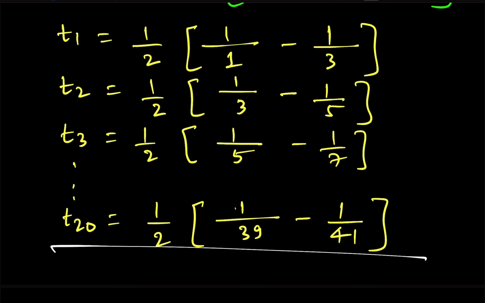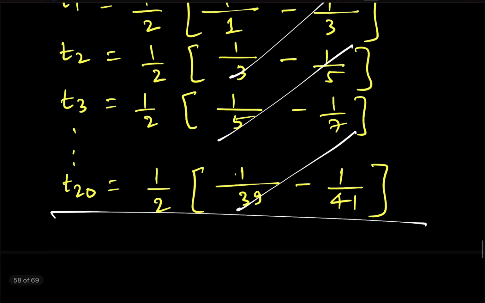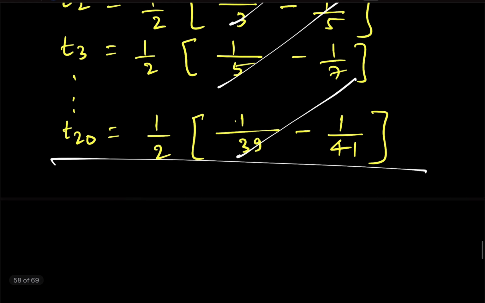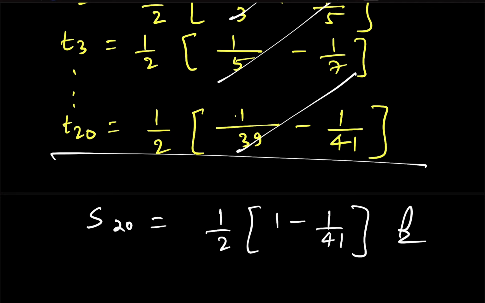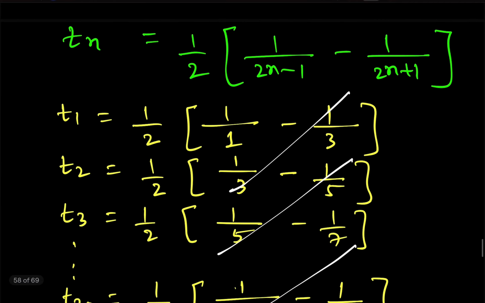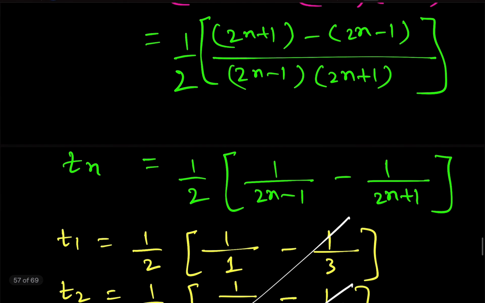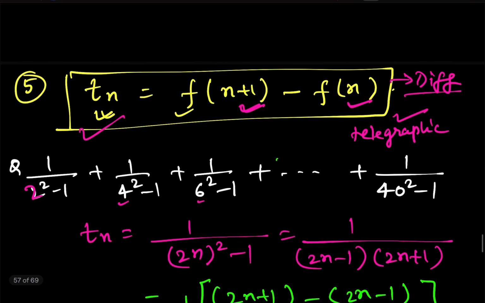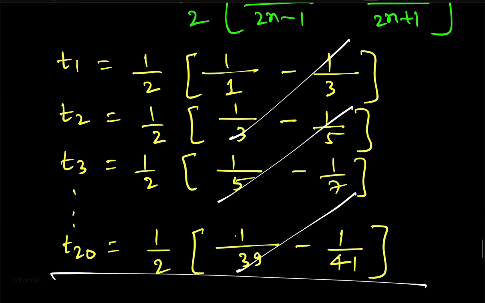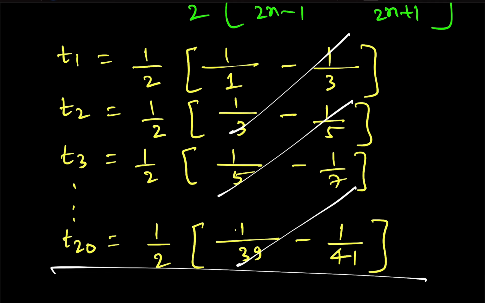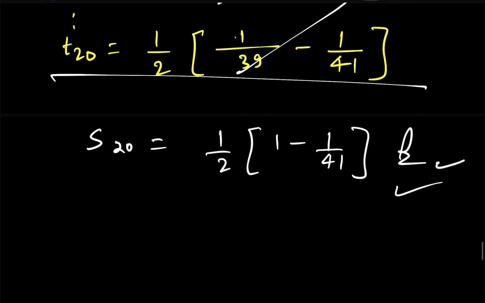Now when you add all of them, you will see an interesting thing: this gets cancelled, this gets cancelled, similarly this will get cancelled. So the final answer, the sum of 20 terms, is 1 by 2 into 1 minus 1 by 41. So this is your answer. This is called a telegraphic series, where if you express the nth term in the form f(n plus 1) minus f(n), then during the summation most of the values will get cancelled out and you will get the final answer.